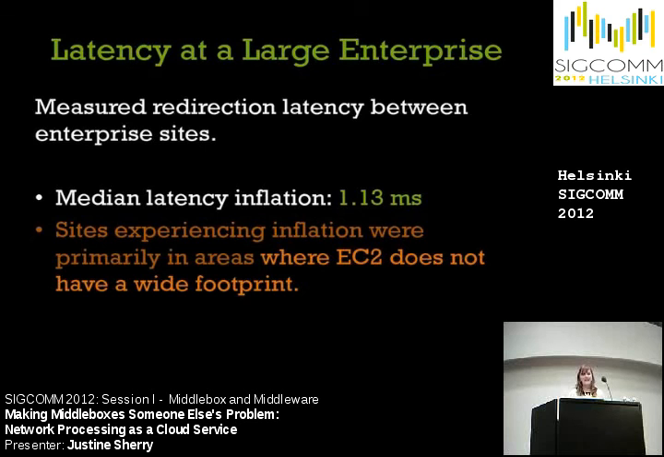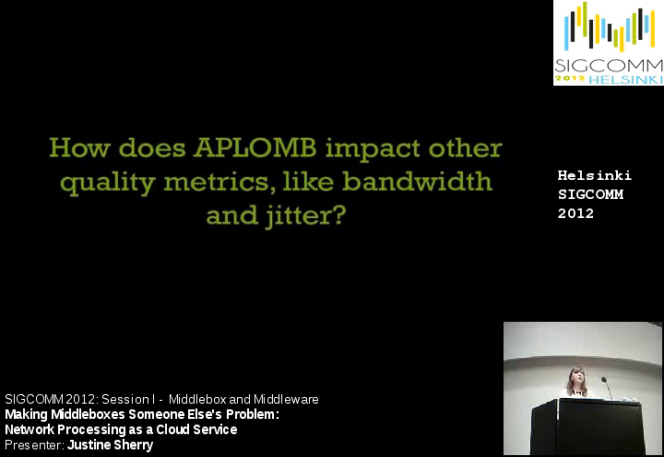Further, the sites that did experience inflation were primarily in areas where EC2 did not have a very wide footprint. And presumably, were EC2 to expand into these regions, their performance would improve. So we just talked about latency and saw that we had some minimal penalties for the performance with latency, but applications also depend on other good quality metrics for their network connections, like bandwidth or jitter. I'm just going to give you 2 data points on the bandwidth and jitter question. These come from our deployment and our usage with APLOMB.